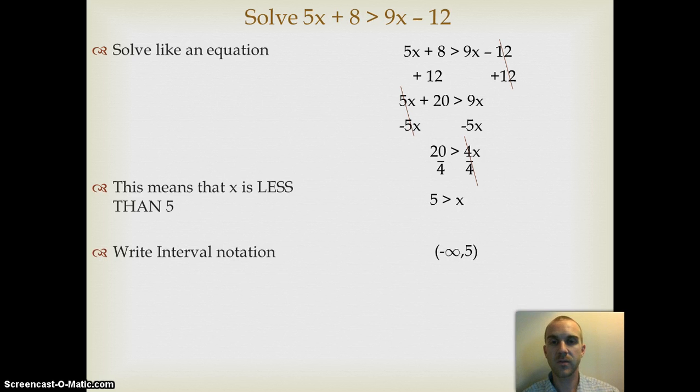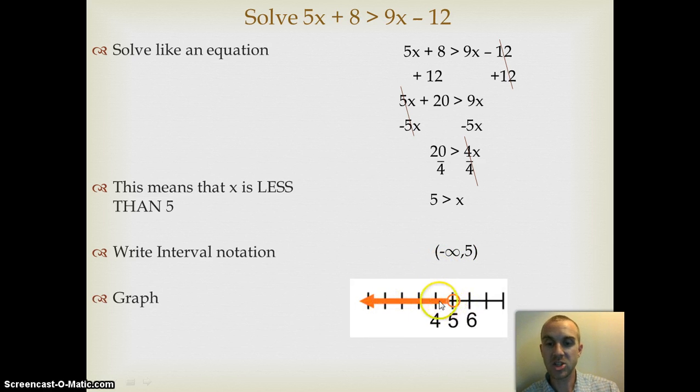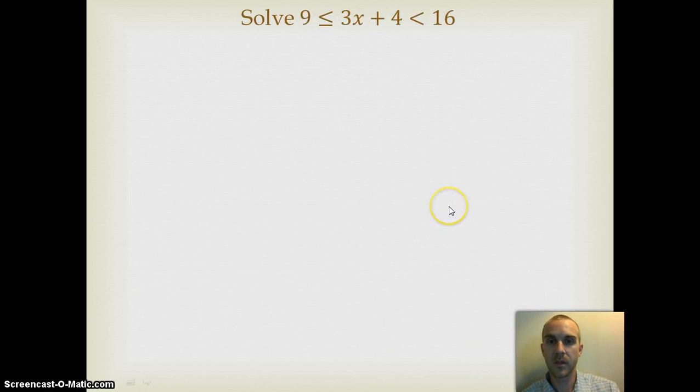So from negative infinity to 5. And again, I'm using parentheses because it's the less than symbol. When I shade it, it's going to be a hollow dot on 5, and I shade to the left because it's less than 5.